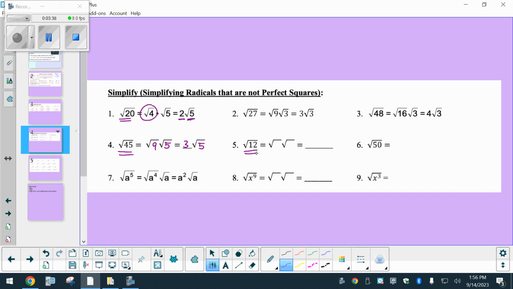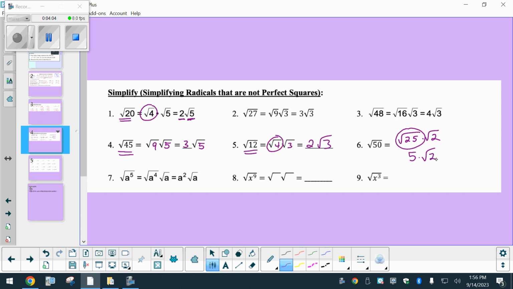For 12, you want to use 4 and 3. Square root of 4 is 2, radical 3. And then 50, you want to use 25 and 2. You might be tempted to use 5 and 10, but neither are perfect squares. So then you got 5 times the square root of 2.